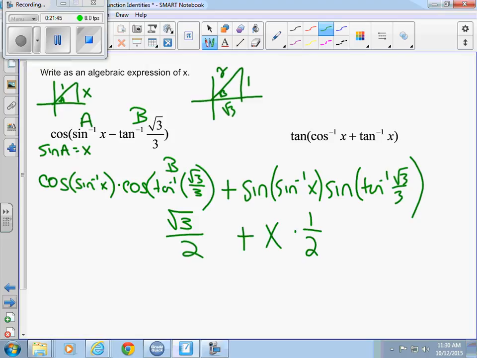Now, that's great. What's the third side? How do I find the third side of the triangle? Take the radical of the x squared and subtract it out from the hypotenuse. Pythagorean theorem, right? The square root of 1 minus x squared.